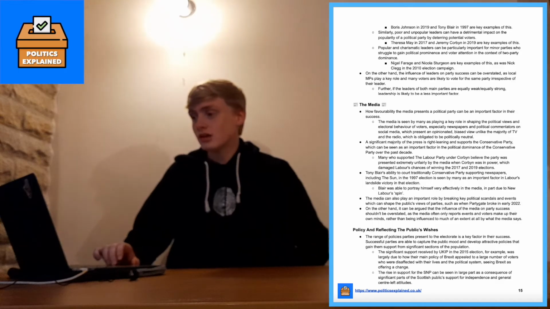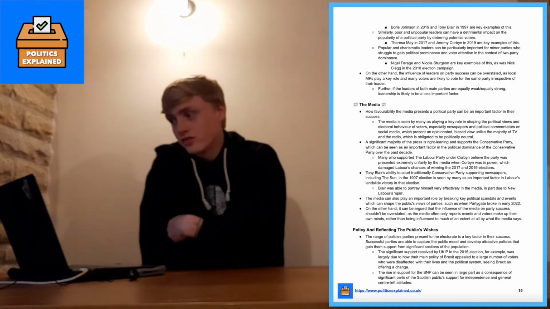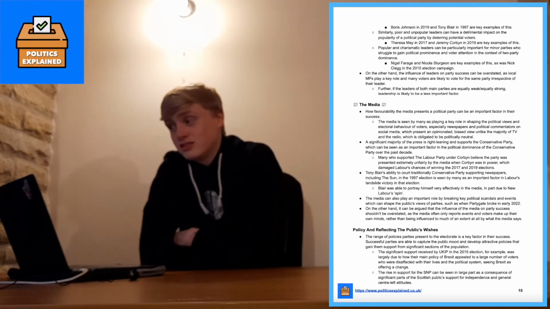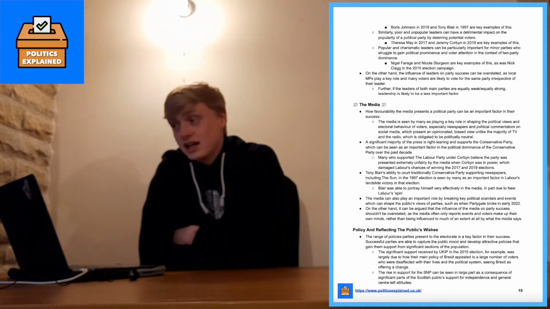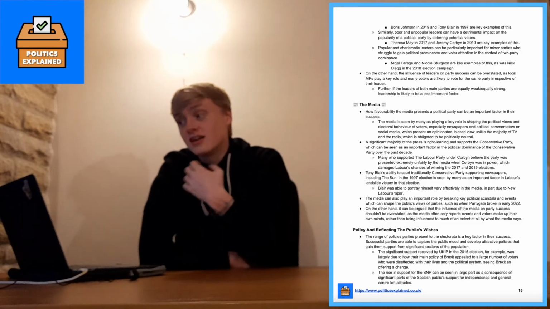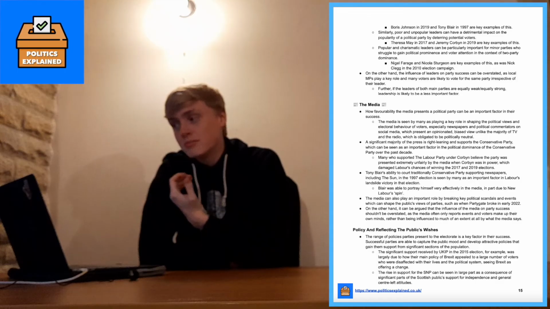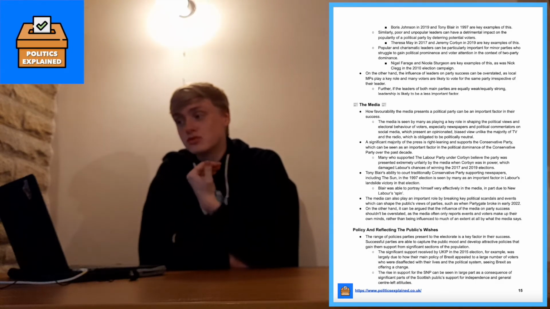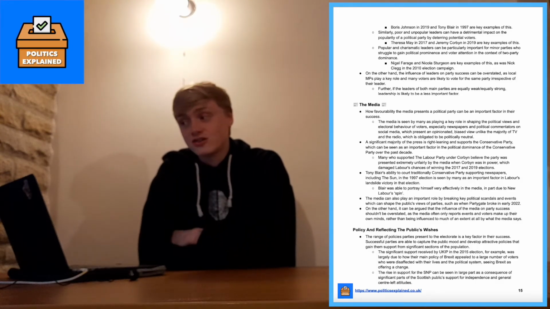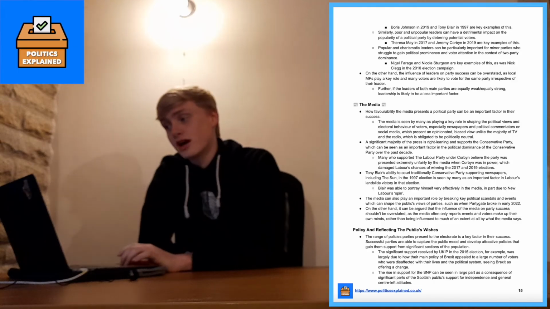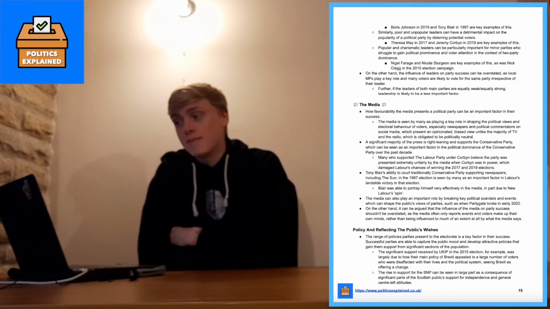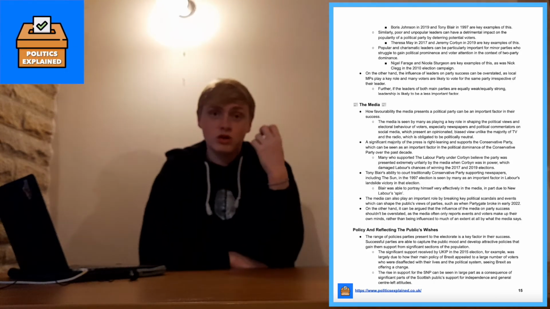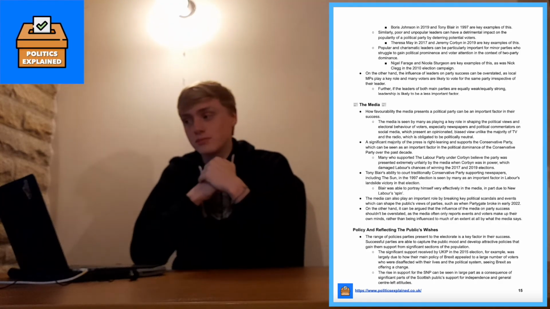Tony Blair's ability to court the traditionally Conservative Party supporting papers, including The Sun, in the 1997 election, is seen by many as an important factor in Labour's landslide victory in that election. And Blair was able to portray himself very effectively in the media, in part due to New Labour's spin, which was really trying to control the media agenda.